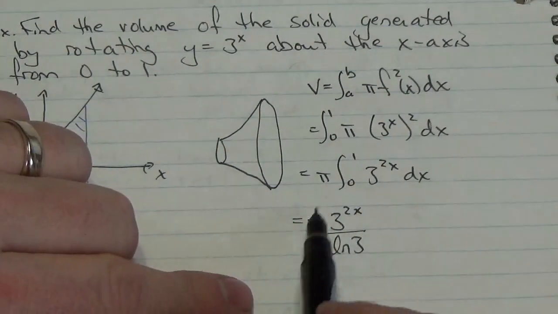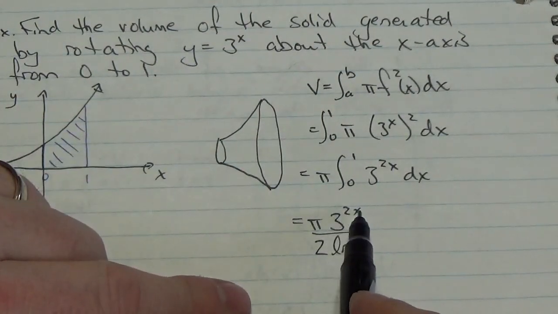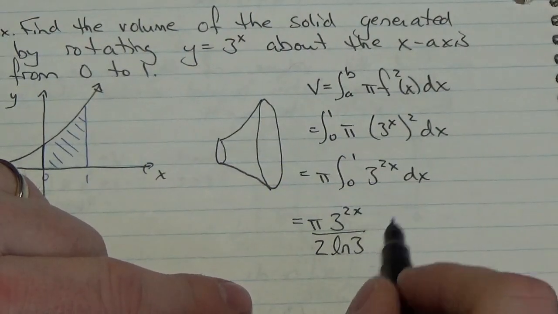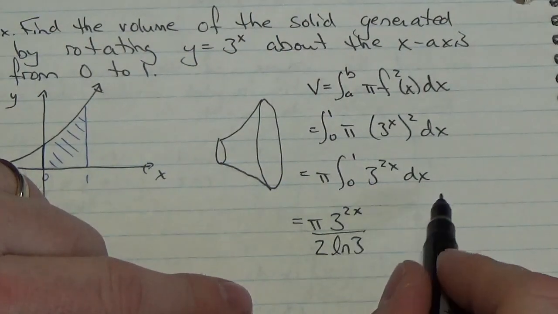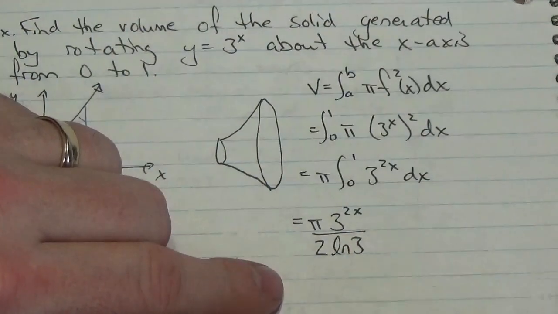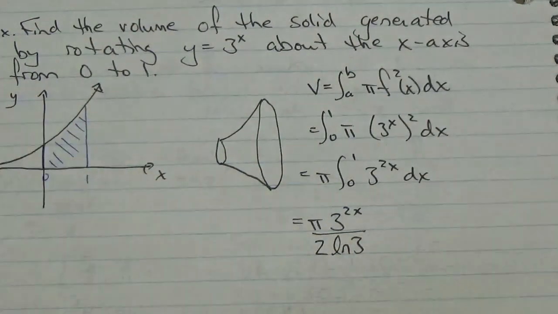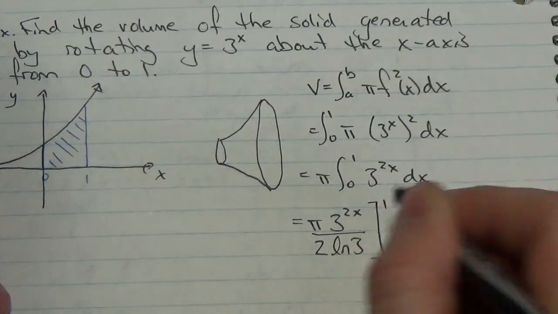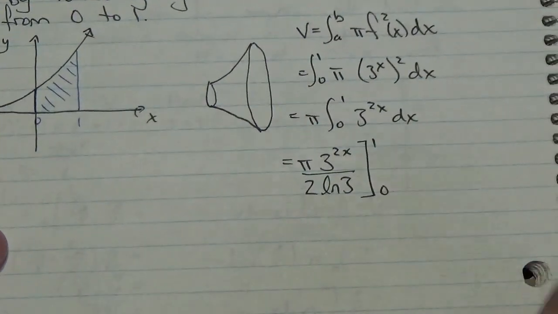So now if you take the derivative of 3 to the 2x over 2 natural log of 3, I would multiply by the natural log of 3, so those cancel. I would multiply by the 2, those would cancel. It would take me right back up to that function that I see in the integral. All right, there we go. So now I'm going to evaluate this between 0 and 1.